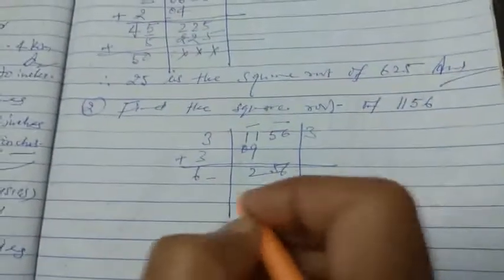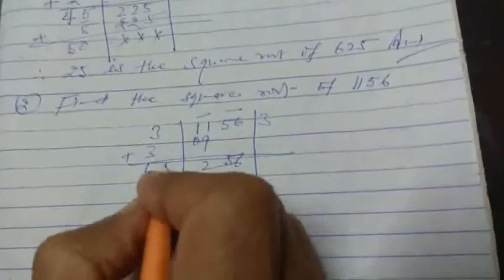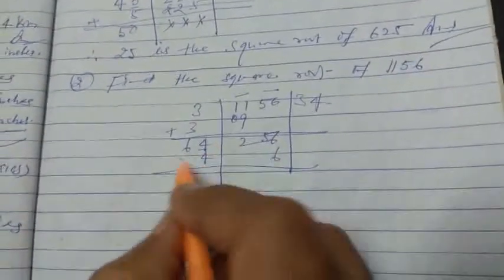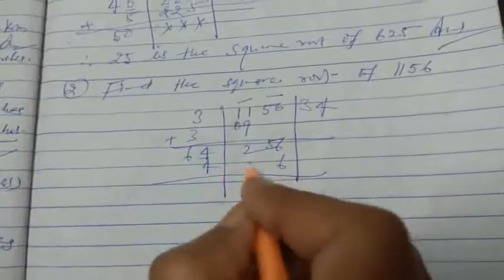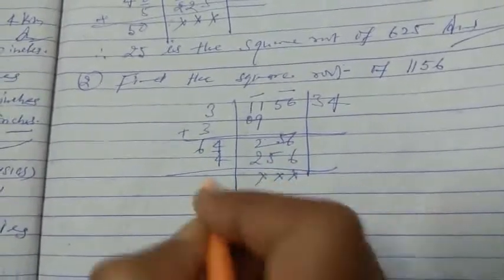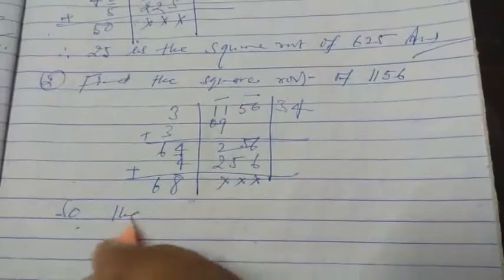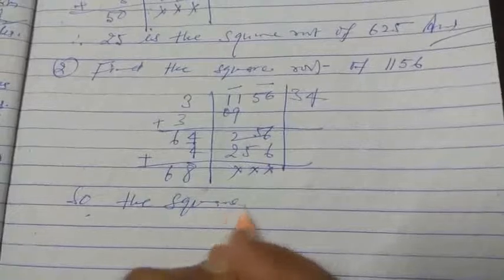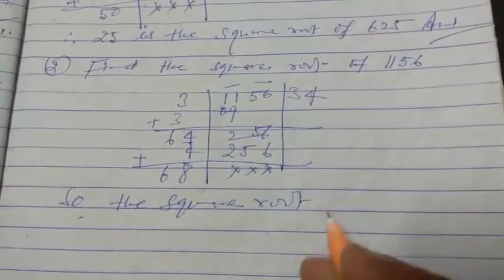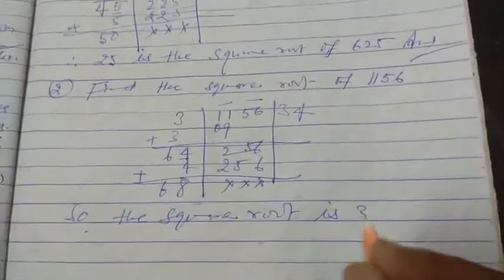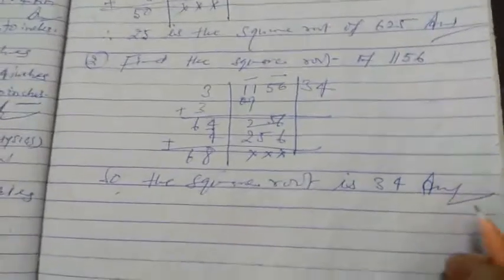56 is here, 256. I think 4. Write 4 here, 4 fours are 16, carry 1, 4 sixes are 24 and 1 is 25. Add this number 68. Therefore 34 is the square root. So the square root is 34. Answer.